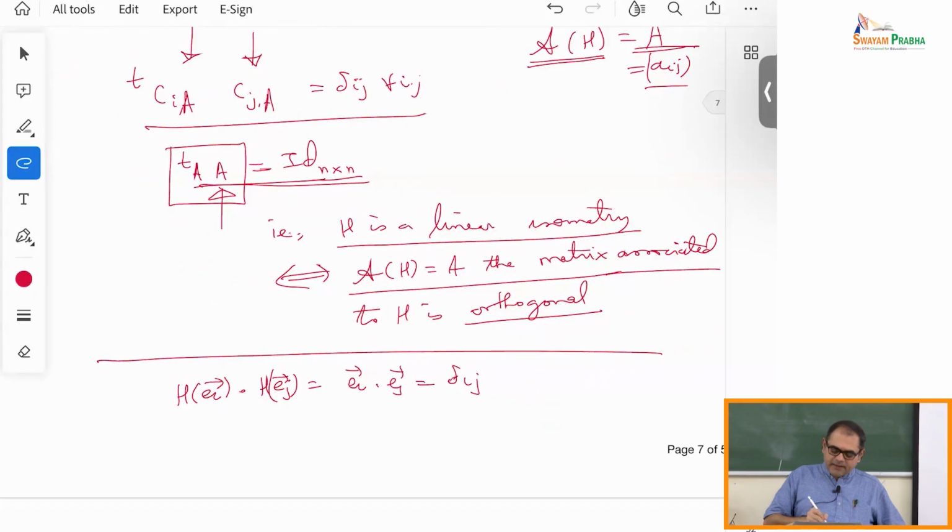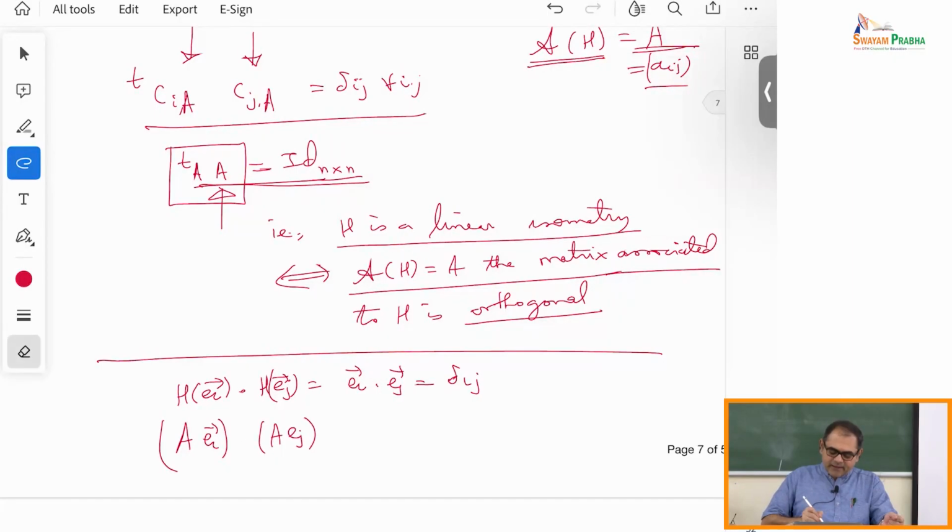If you write it in matrix form, this is A acting on EI, and then dot, A on EJ. But you see, the dot product of these two is the same as taking the transpose of the first and multiplying by the second. So I will remove this dot in the center and convert it to matrix multiplication. It will become transpose of this into this, and this is equal to delta Ij.